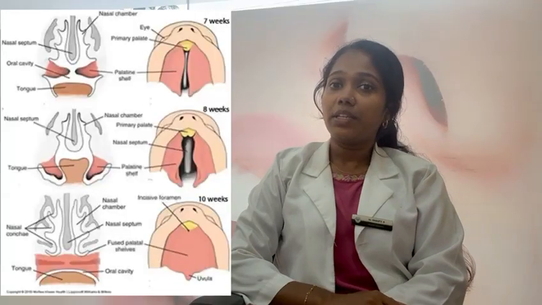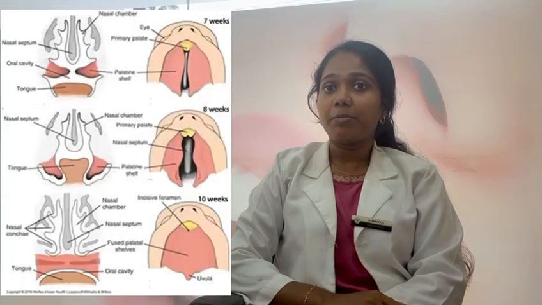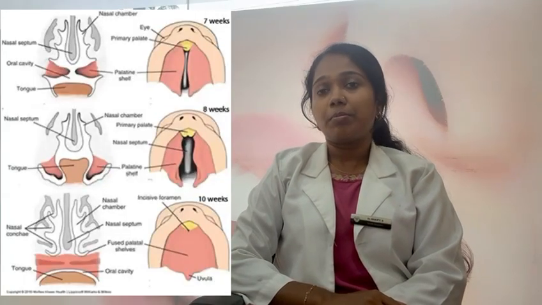The 2 palatal processes fuse with each other in the midline, beginning anteriorly and proceeding backwards. The medial edge of the palatal process fuses with the free lower edge of the nasal septum. Thus, the formation of the 2 nasal cavities and then the formation of the mouth happen.